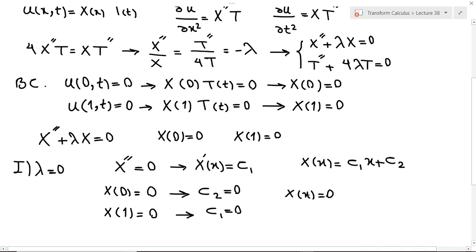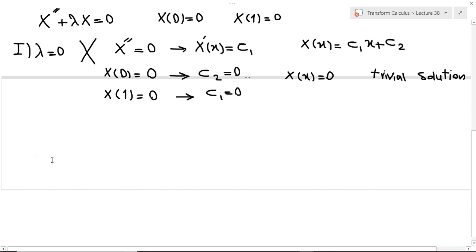This solution is a trivial solution, and we don't want to have a trivial solution, but we are looking for a non-trivial solution. As a result, lambda equal to 0 does not end up with a solution in this problem. We have to consider lambda negative and lambda positive to see which one ends up with a non-trivial solution.